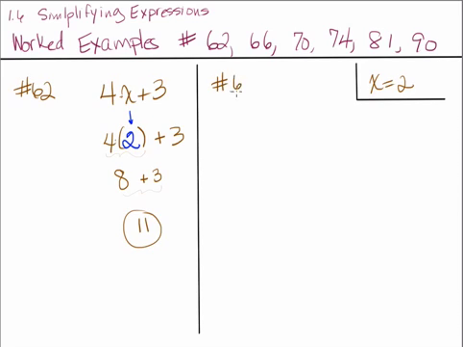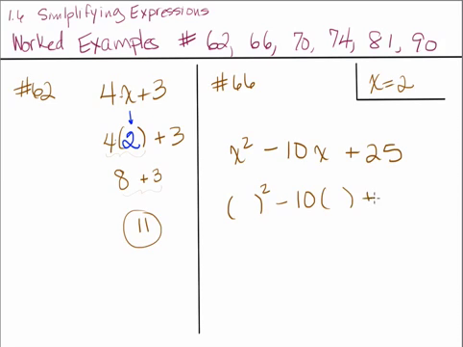In question number 66, I'm given x squared minus 10x plus 25. And I'm asked to evaluate that expression when x equals 2. In other words, find out what its value is if instead of x, I use 2. Replacing x with 2 gives me this. And now I have to use the order of operations to make sure I get the right answer. This is a multiplication, and this is an exponent.